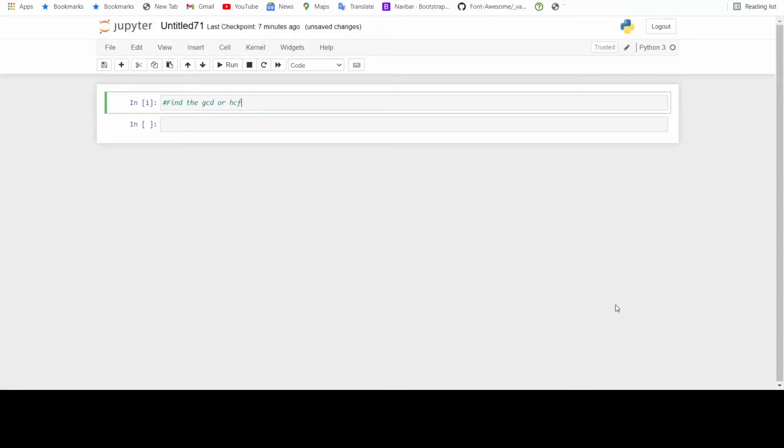Today we have come up with another question, that is finding the GCD or HCF. Both indicate the same thing: GCD means the greatest common divisor and HCF means the highest common factor. Let me explain what GCD or HCF is first.